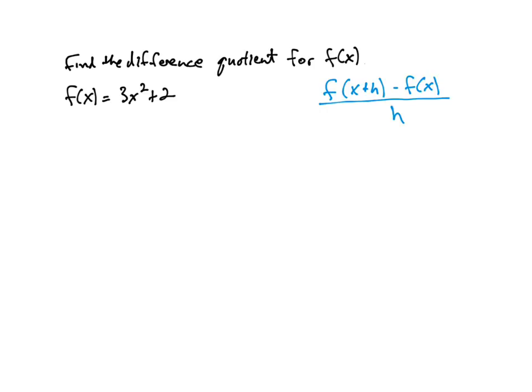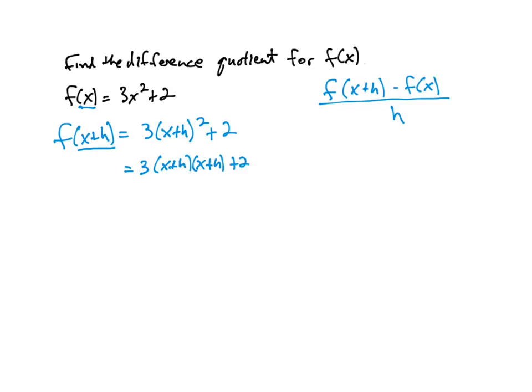So here's the difference quotient. There's kind of three parts, f of x plus h, and then f of x all over h. So let's find f of x plus h first. This is the part that usually gives students the most trouble. So 3. Now wherever we see x, in place of that we are going to input x plus h. So 3 times x plus h squared plus 2. We end up with 3 times x plus h times x plus h plus 2.